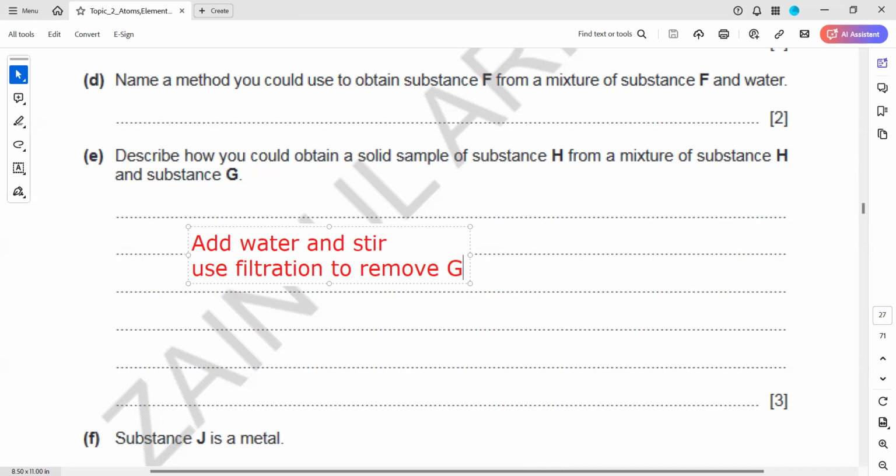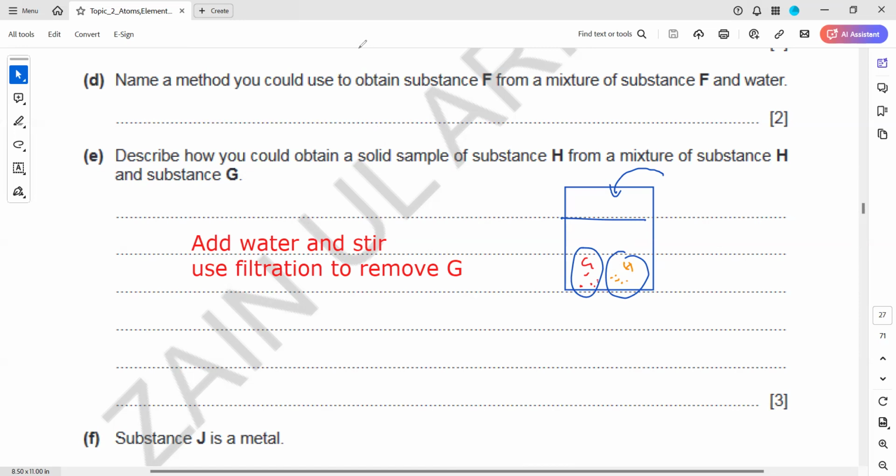H is soluble, it will dissolve. Like you have a container which has G and H. First, in this container, we add water. When we add water, what will happen to H? H will dissolve. Now we have to separate G, so that's why we use filtration to remove G.